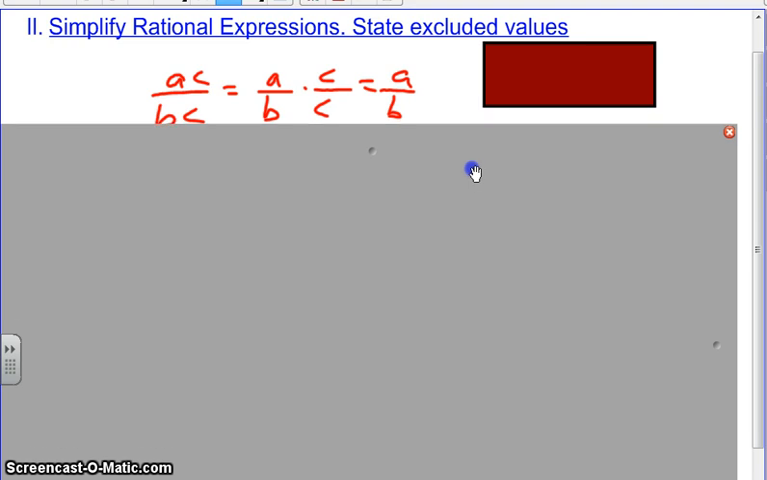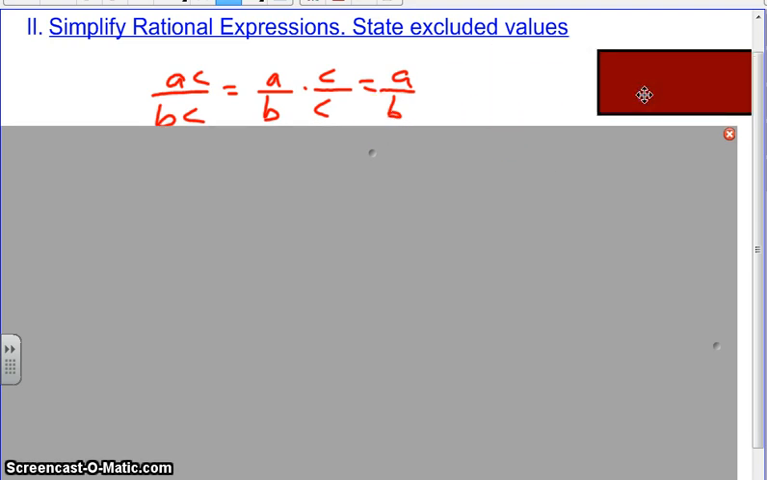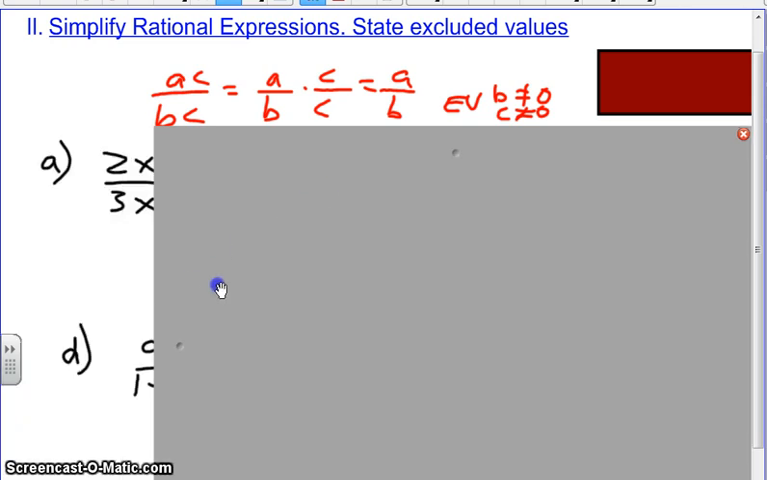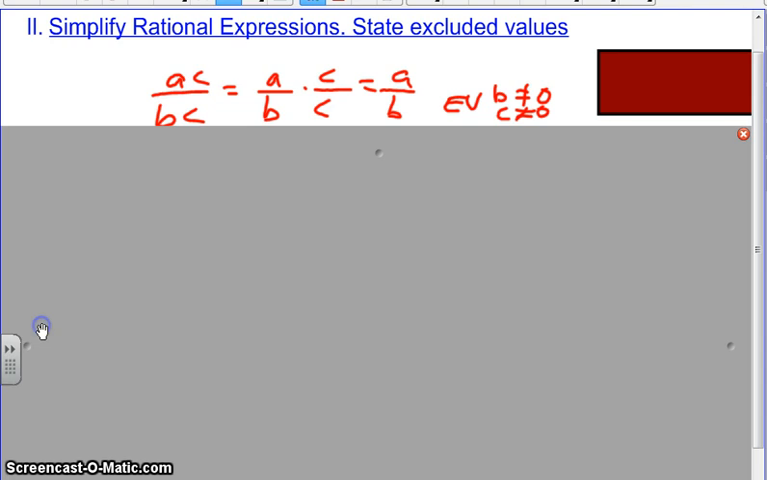Okay? So your excluded values here are B may not equal 0 and C may not equal 0. Neither one of them may equal 0. Okay? Is the second one C over C? Yes. That was just an expanded form.